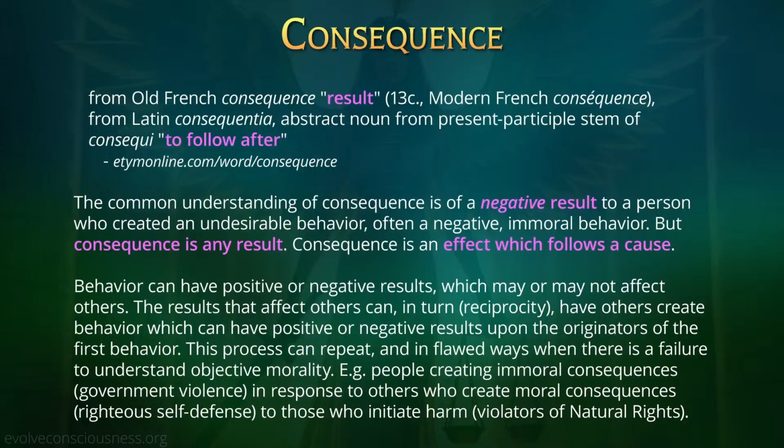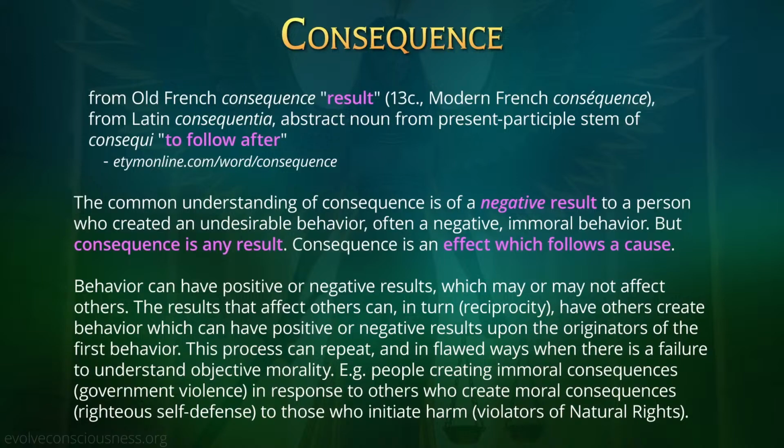Behavior can have positive or negative results, which may or may not affect others. The results that affect others can, in turn, through reciprocity, have others create behavior which can have positive or negative results upon the originator of the first behavior. This process can repeat, and in flawed ways when there is a failure to understand objective morality.